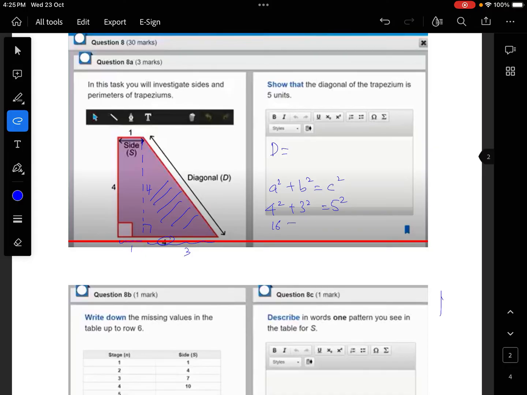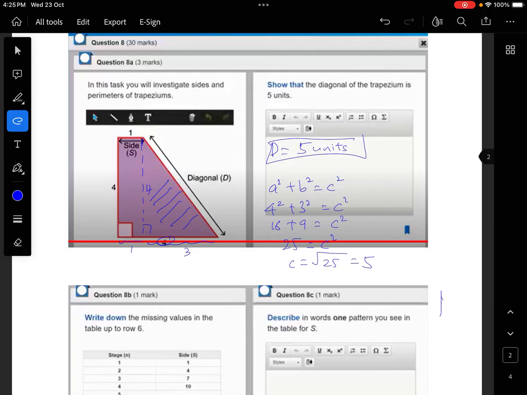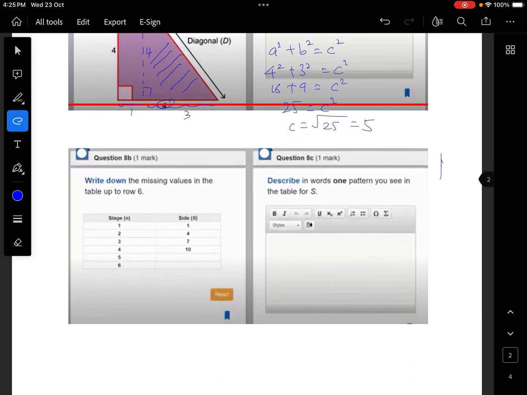So 16 plus 9 equals, sorry, this should be C. This will be C squared, and 25 equals C squared. So C will be the square root of 25, which is 5 units. Therefore the diagonal is going to be 5 units long. This is pretty clear cut. Alright, let's move on to part B.